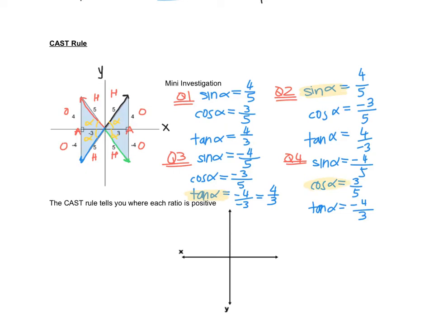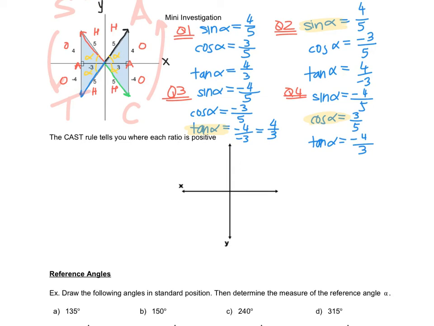So the CAST rule, notice C for cosine, A for all, S for sine, T for tan, tells us where each ratio is positive. So if we just look at our observation, in quadrant 1, they were all positive. In quadrant 2, sine was positive. In quadrant 3, tan was positive. And in quadrant 4, cos was positive. And there's your CAST rule. Okay, so to label our CAST rule on a grid, we start in quadrant 4 and then write in CAST, C-A-S-T.